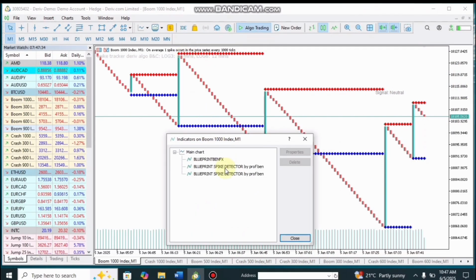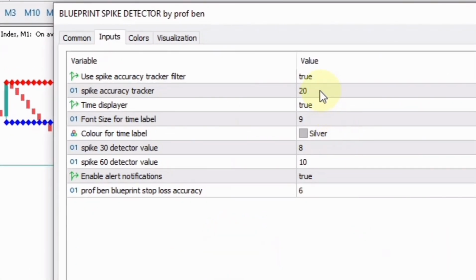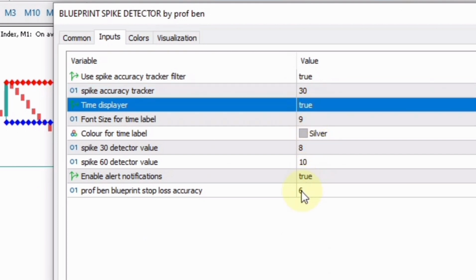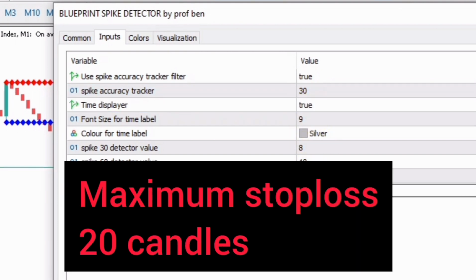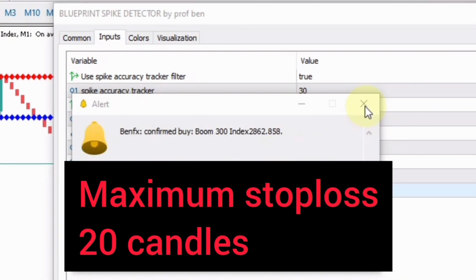Boom 1000 is another market that has very big spikes, and the setting is very important for you. On the Blueprint spike detector on the inputs tab, make sure the accuracy is set to true and the value is set to 30. Boom 1000, 30. The time display is true, font size is 9, silver, spike 8 and 10, and the stop loss accuracy set it to 10. Maximum stop loss for this market is 20 candles.